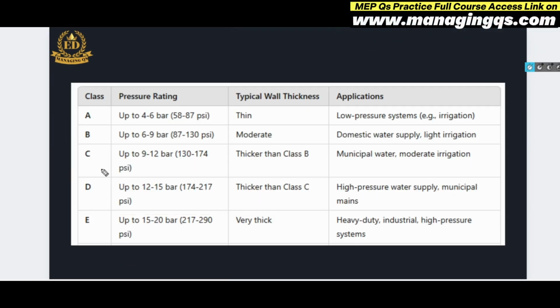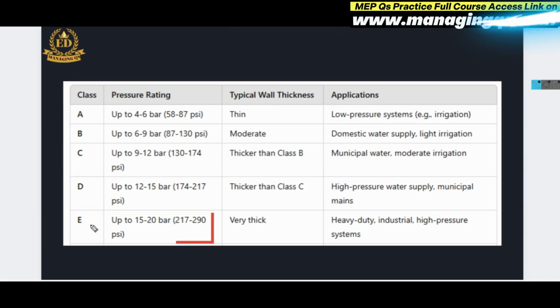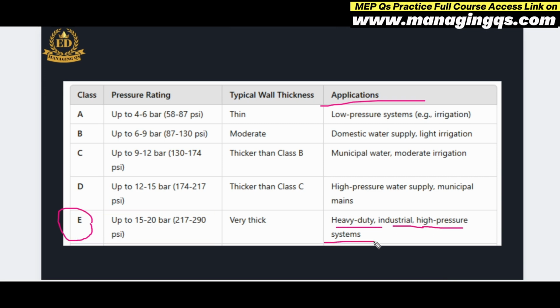the floor level. We also have some other classes available: class A, B, C, D, E pipe, but each and every class is used for specific purposes. Class A pipe is a low pressure system we use for irrigation purposes. Class E pipes are used for heavy duty industrial purposes and also high pressure systems. Our project is a high-rise building project, so our purpose for using this class E pipe is carrying high pressurized domestic water from the basement to floor level. That's why we use class E pipes.